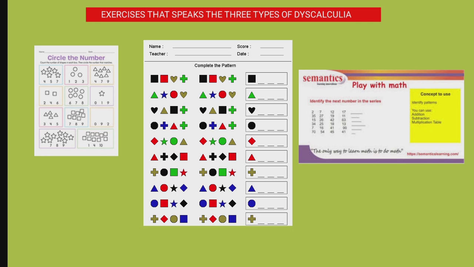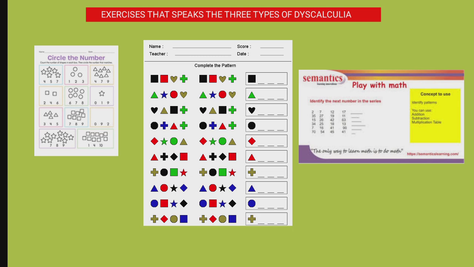So you're seeing semantics, right? These semantics, where you understand the series. You see the concept, identify patterns. And they say we can use addition, subtraction, or multiplication table. But now the child must start thinking of where it falls. Oh, which one is addition, or subtraction?